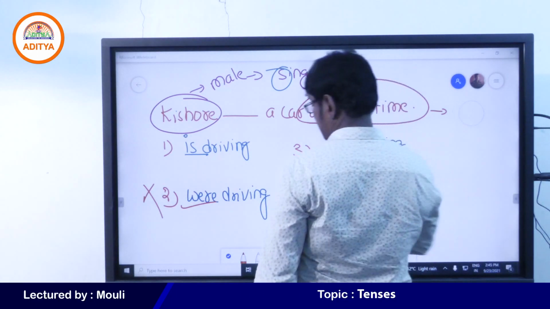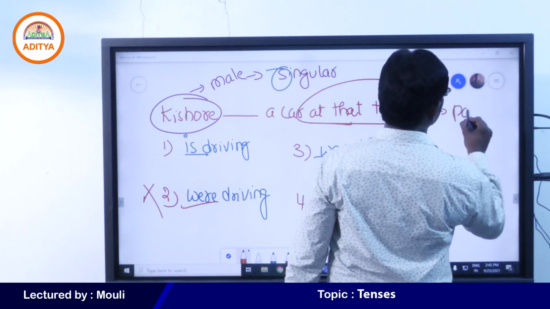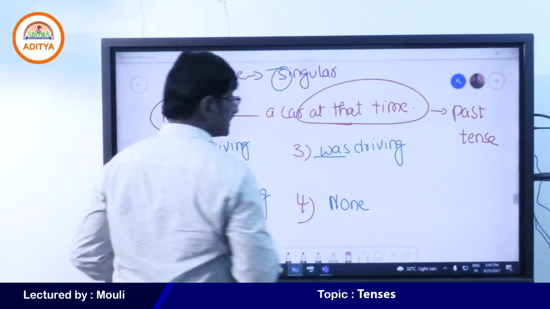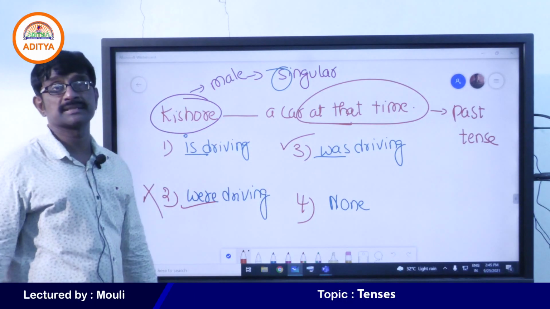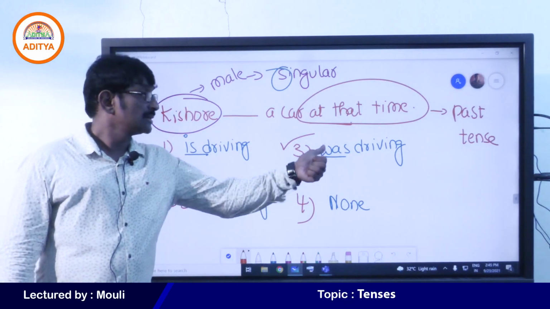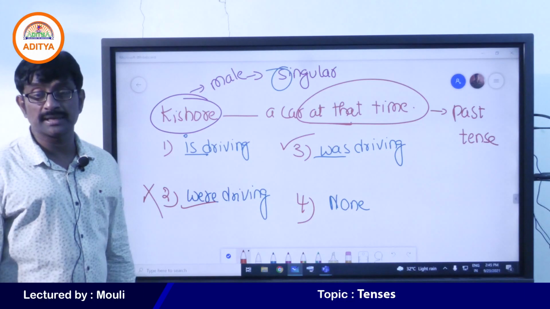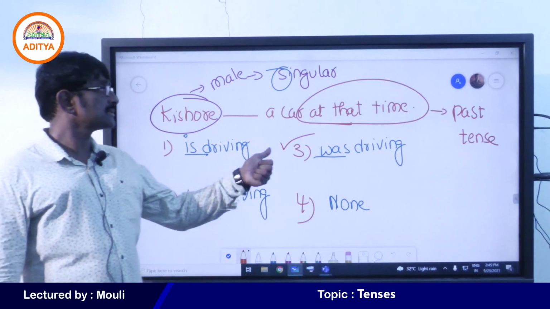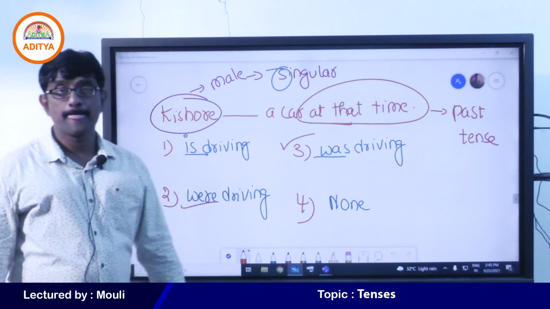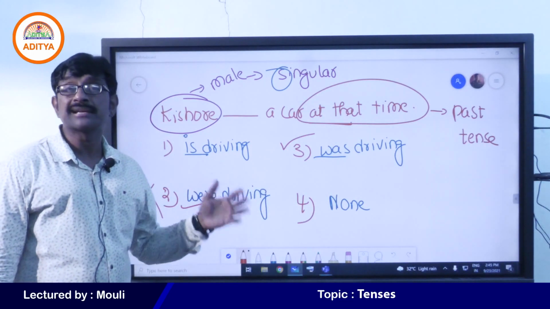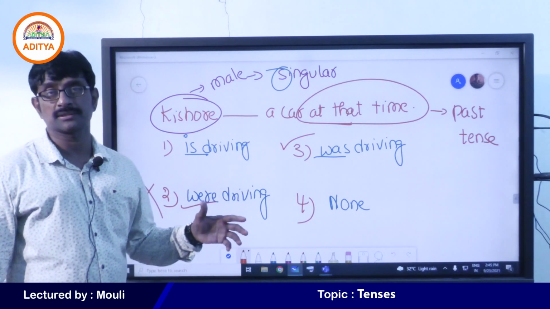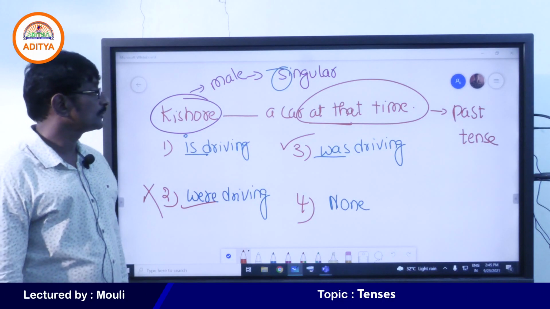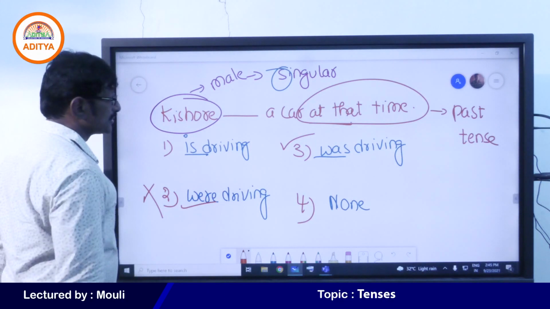At that time means past tense. "Is" is in present tense, so we have to go for was. So like this, we can finalize. Kishore was driving a car at that time is the right answer. Okay, students? Let us take another example.